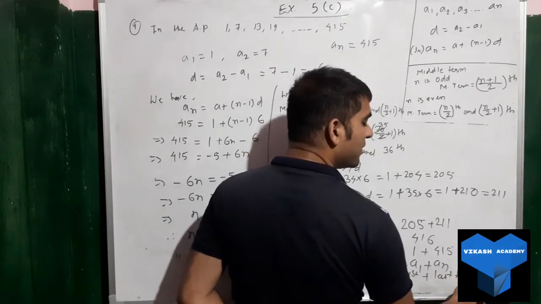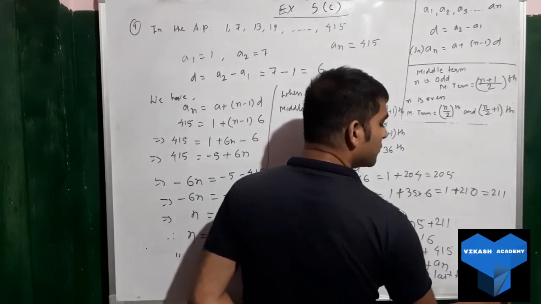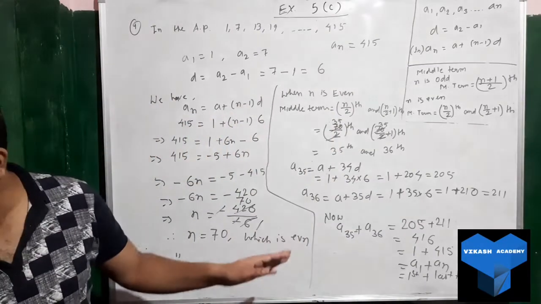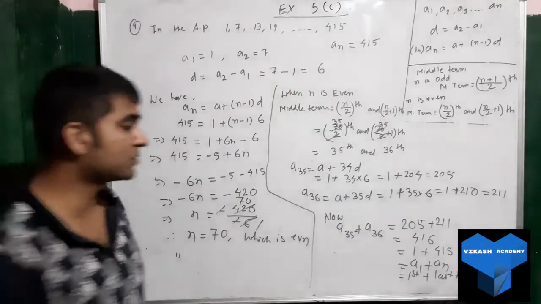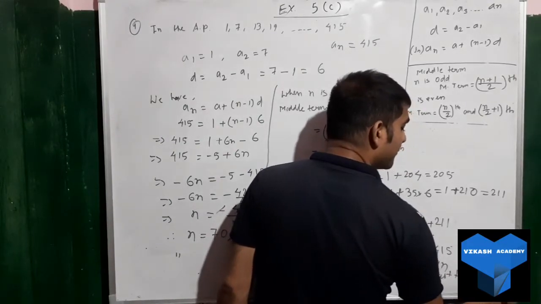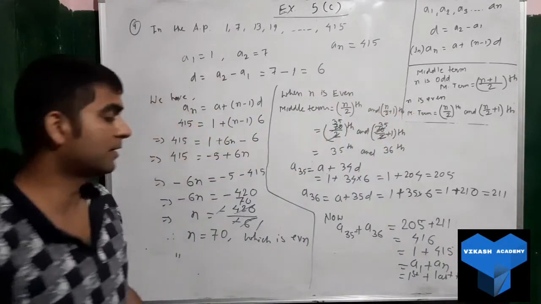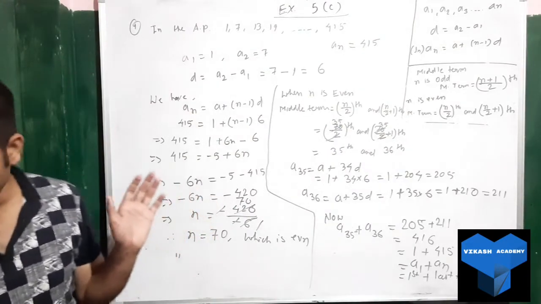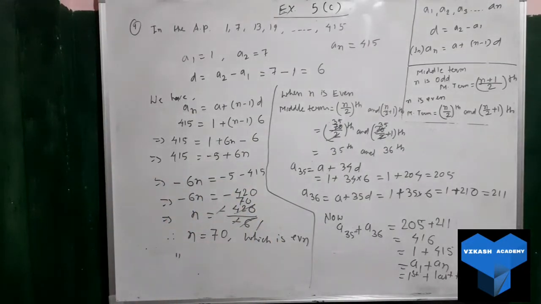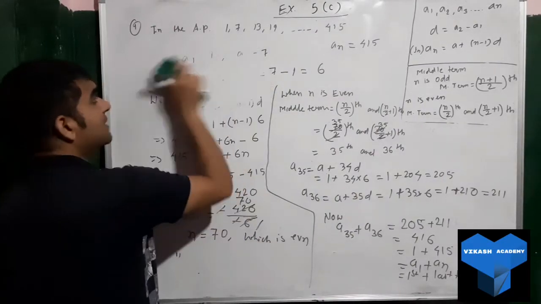So we have already shown this. They are asking to prove it, so we have already proved it. So we'll write proved here. We have proved it. Now we'll move to the next question. I hope you are clear till here. We'll be moving to the next question. We will go fast.